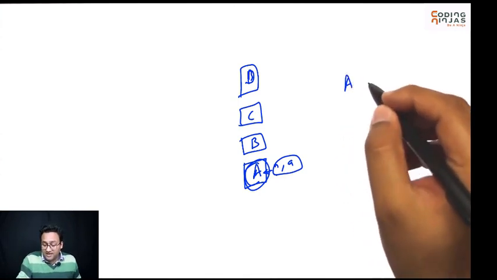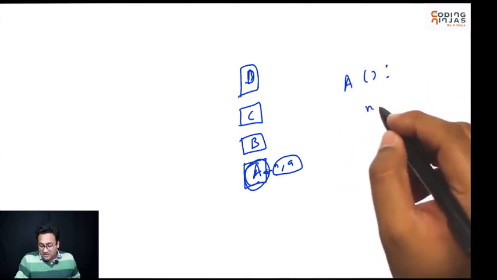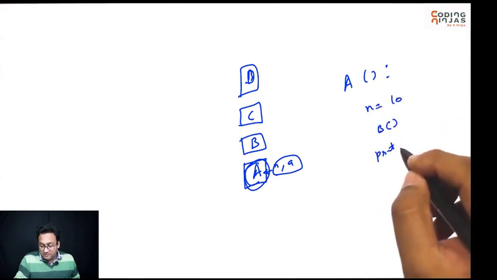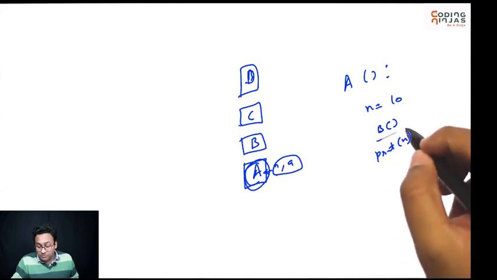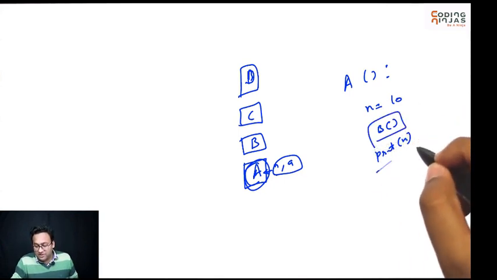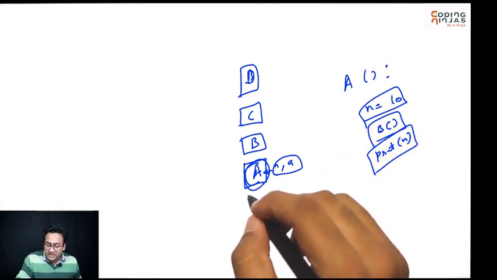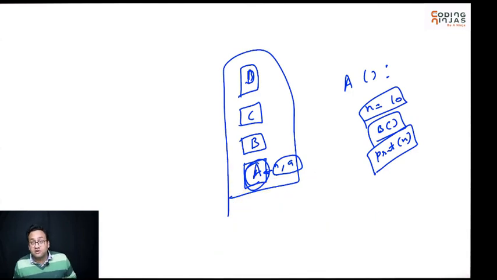For example, inside A, let's say we have something like this: you call B and then you say print N. Now you go to B, but once you come back, you need to print this N. So you need to have this N with you. That's why we keep all these details in the stack as well.